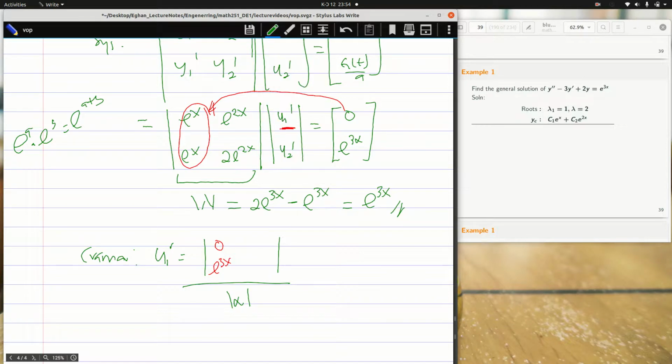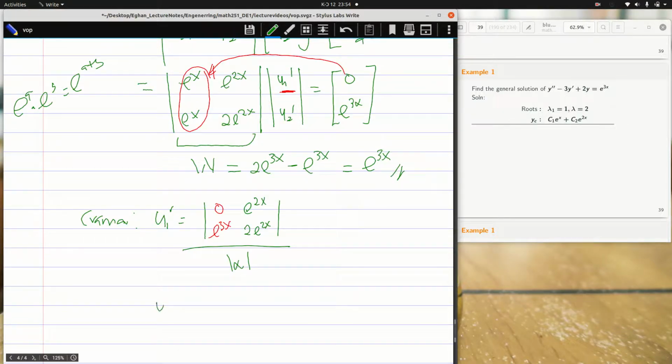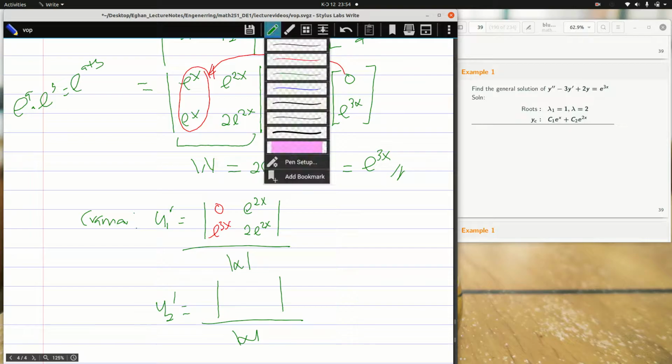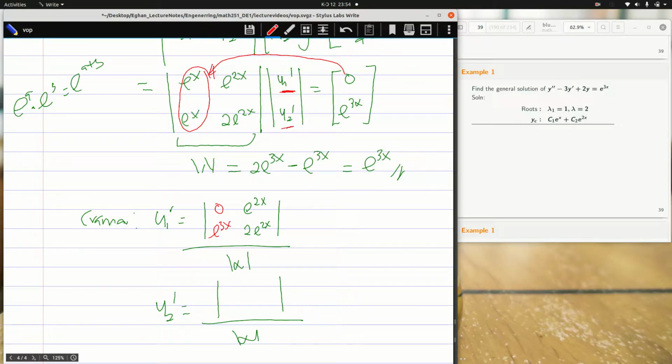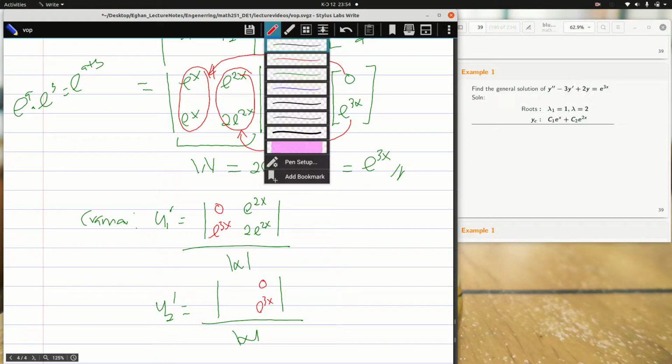Then this one remains. Okay. In the same way, if I want u2 prime, it is some terms over the Wronskian. What are the terms? So I'll use the colors. Now because u2 is the second term, it means I replace these ones by the terms here. So it takes 0, e to the 3x, and then the first terms remain.